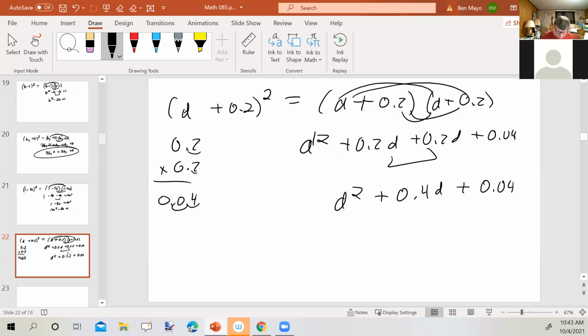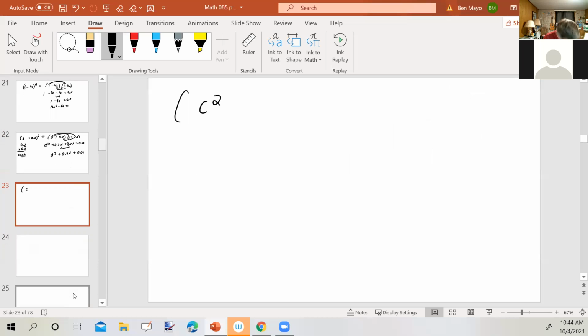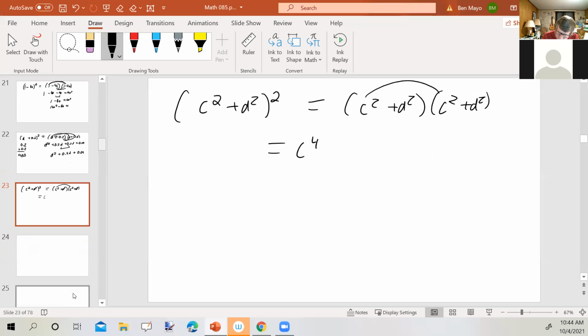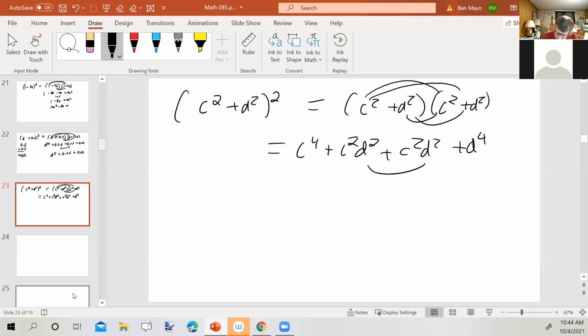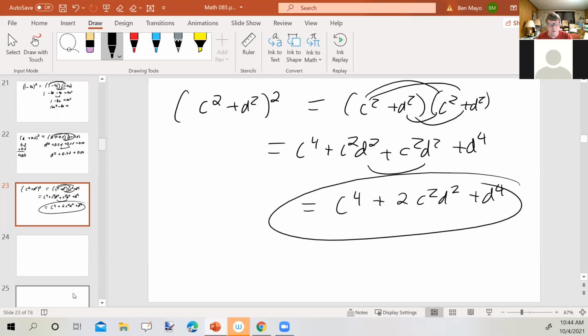Okay, how about this one? c squared plus d squared, the quantity squared. So that's c squared plus d squared times c squared plus d squared, which is c to the 4th power plus c squared d squared plus c squared d squared plus d to the 4th power. Combining like terms, c to the 4th plus 2c squared d squared plus d to the 4th power.